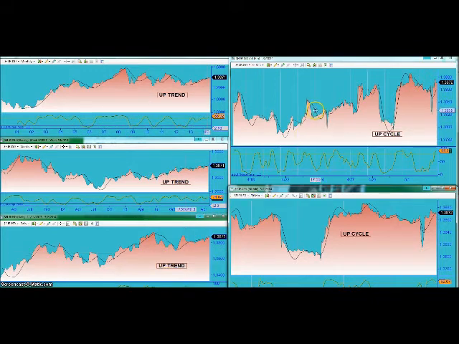Then I look over here at the intermediate term, which is a 60-minute and a 30-minute chart. I want to trade with my largest position sizes when everything lines up. We're currently in an up cycle here on this 60-minute and also here on the 30-minute. So any entry that I get to go long on my scalping, I'll be taking, and I'll be taking my largest position size, because the odds are really in my favor that the trade's going to work out.